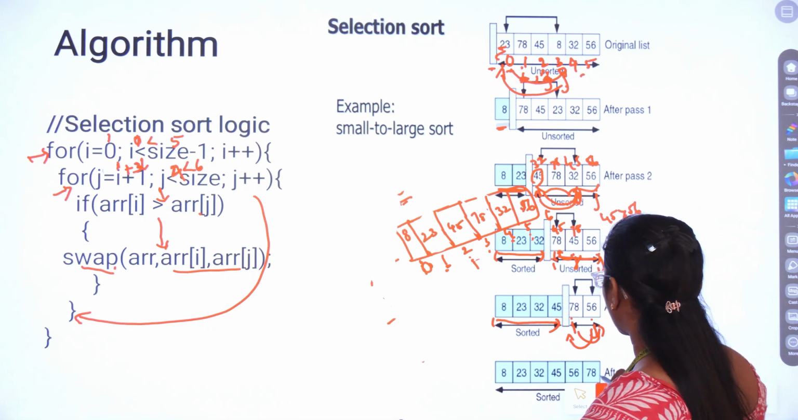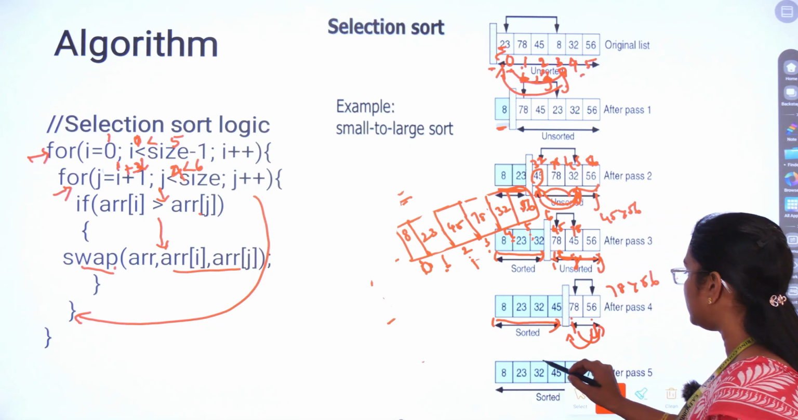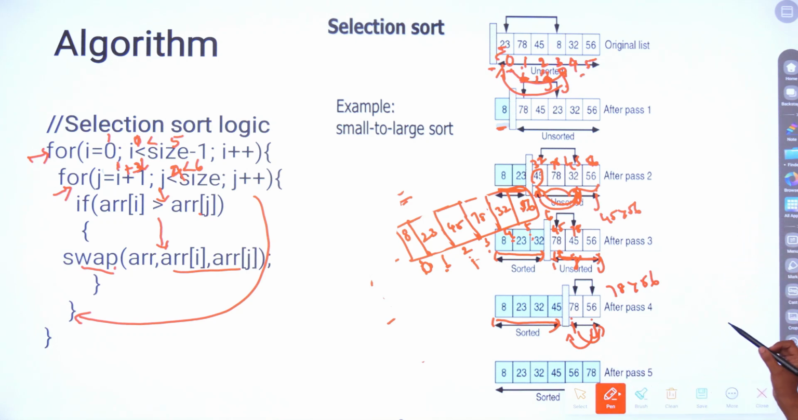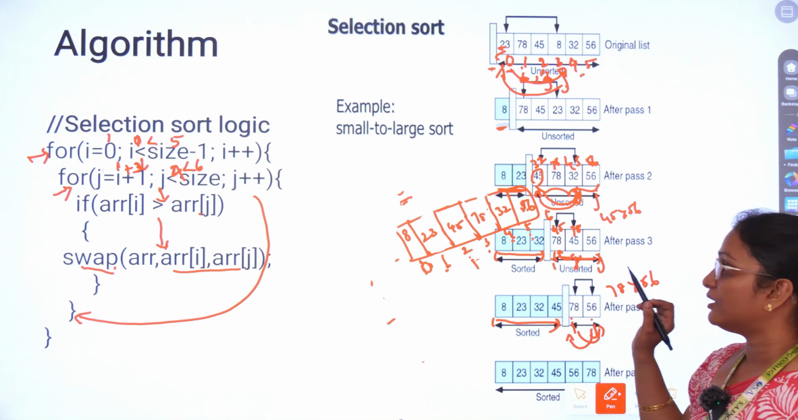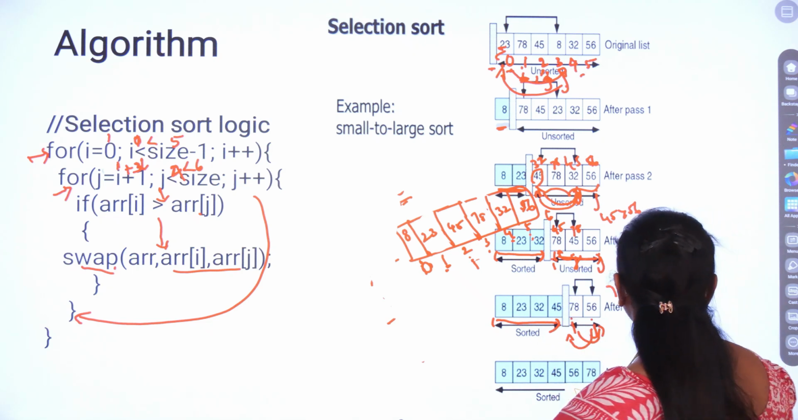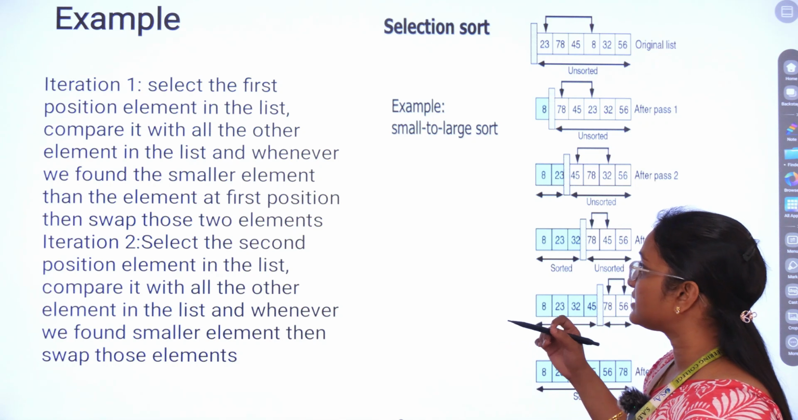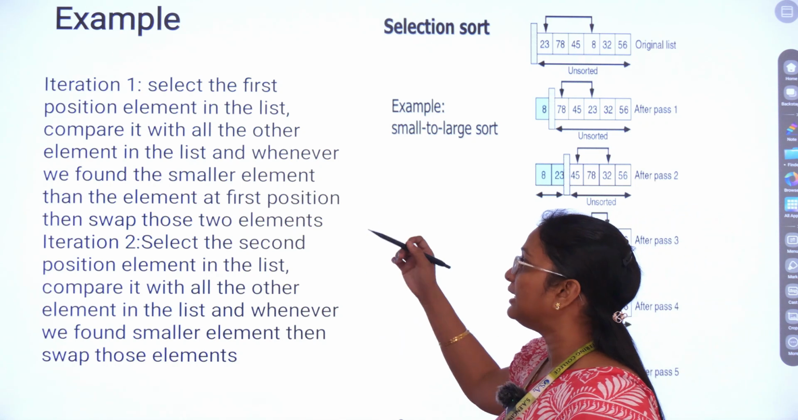Okay, the final sorted array is 8, 23, 32, 45, 56, 78. This is the logic behind the selection sort algorithm. I already explained the logic in detail; now I will convert this into lines.